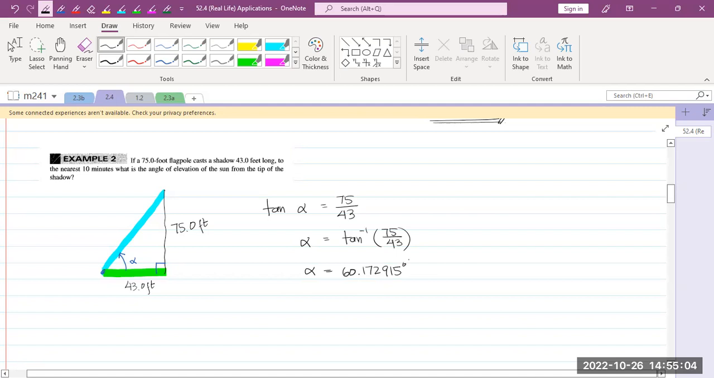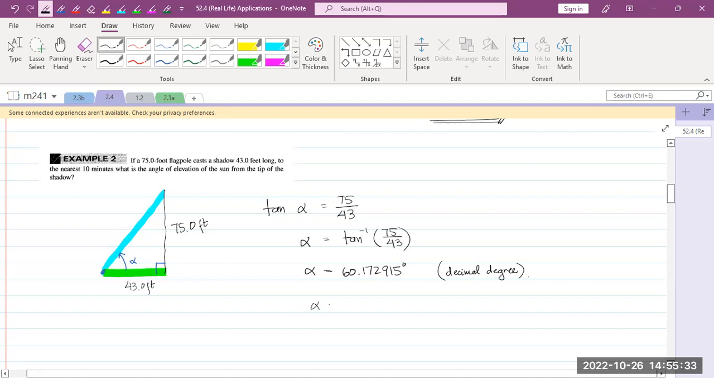Now, to answer that question, Thomas, what happens if I want to change this to the nearest 10 minutes? Actually, how about challenging ourselves? Can we change this to DMS style? This is the decimal degree, right? Okay, this is the decimal degree style. How do we find the degree minute second style?